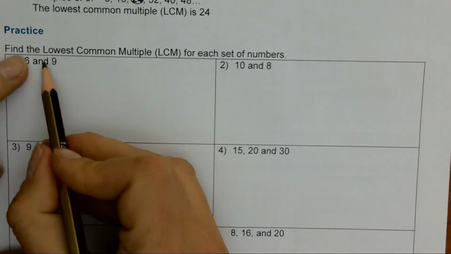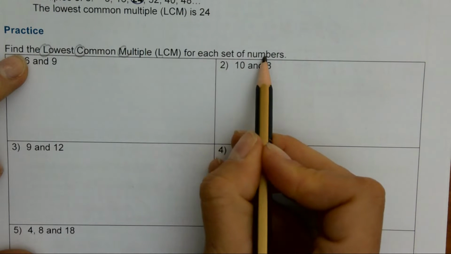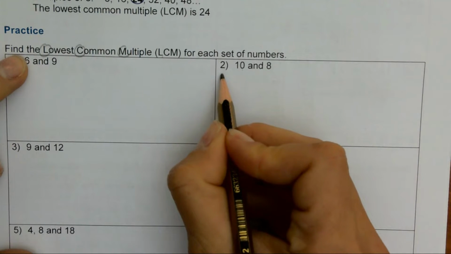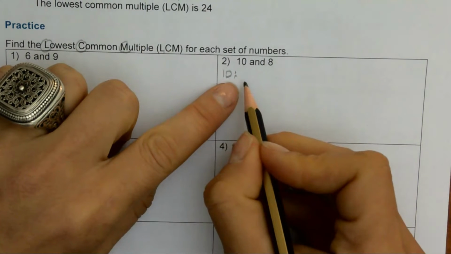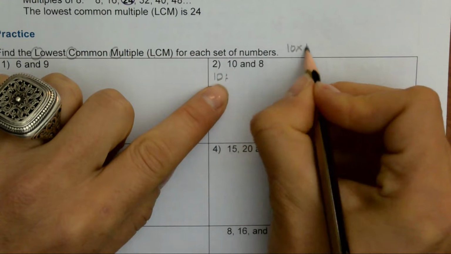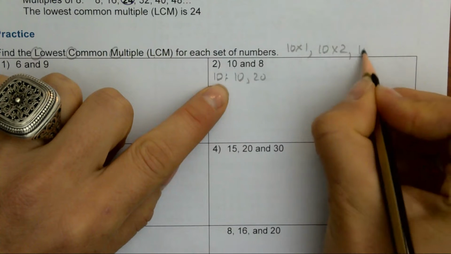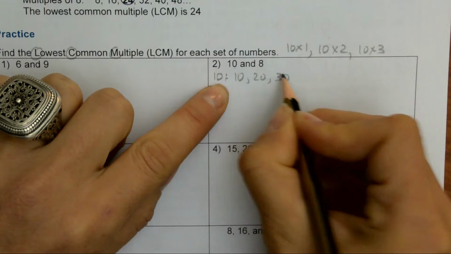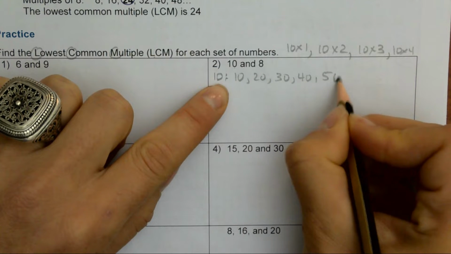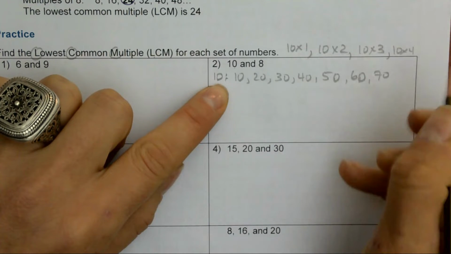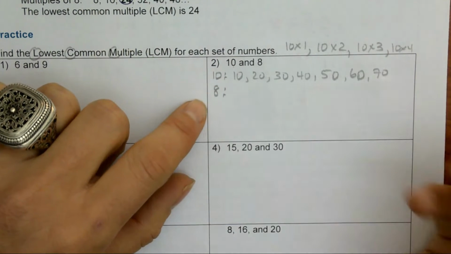It says find the lowest common multiple, LCM, for each set of numbers. So 10 and 8. So let's find the multiples of 10 and 8. So first we do 10 times 1, that's 10. Then 10 times 2, that's 20. 10 times 3, 30. 10 times 4, 40. 50, 60, 70. We could go forever, so we just stop for a bit because we don't know how far we have to go.